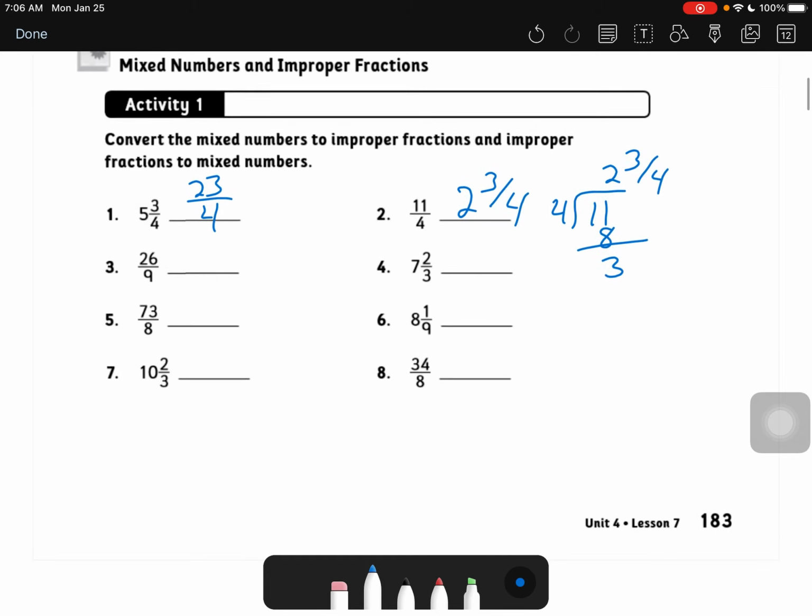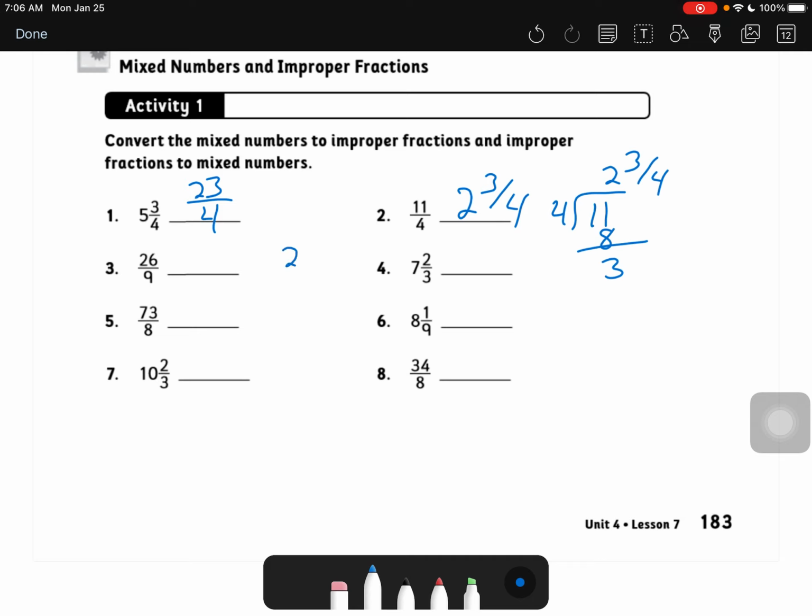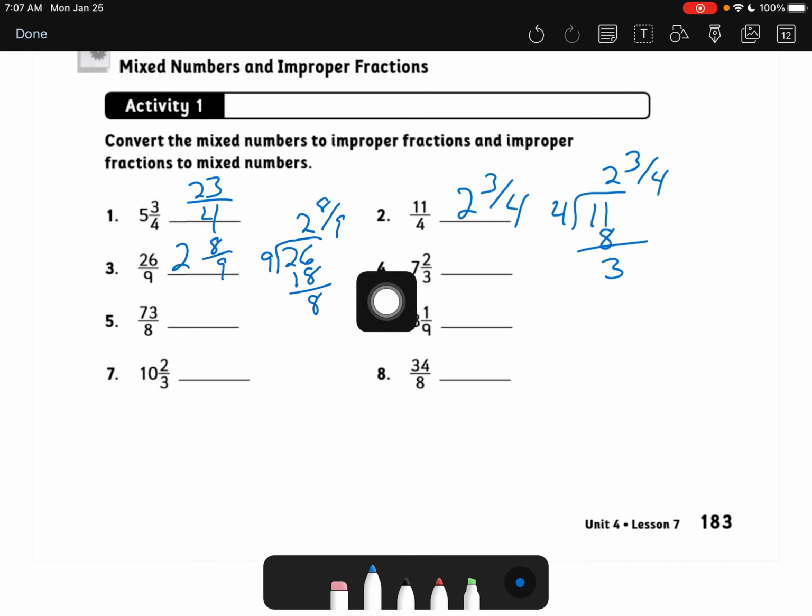Number 3, we have 26 divided by 9. And 9 goes in there just twice, which is 18. And I get a remainder of 8, so that's 2 8/9. Number 4, this is going the other direction. 7 times 3 is 21, plus 2 is 23. So 23 thirds.